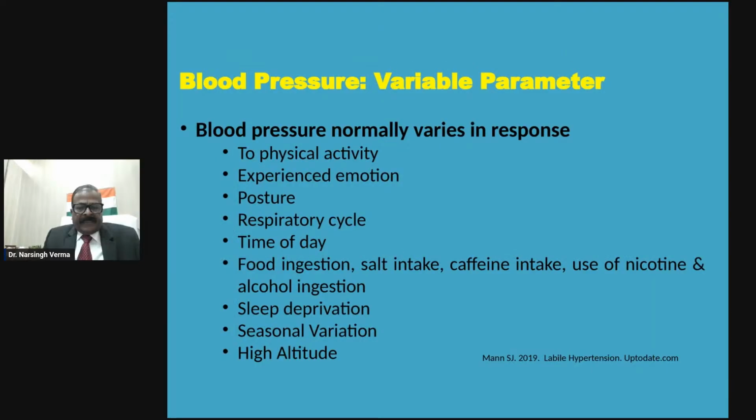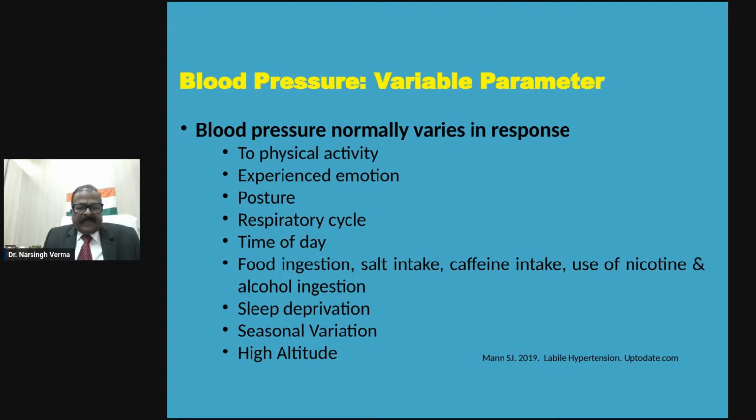Blood pressure variability, what are the parameters? Blood pressure normally varies in response to physical activity, which we have in daytime, experiencing emotions, posture, and the respiratory cycle. With each respiratory cycle, during inspiration and expiration, our blood pressure keeps on varying. During the time of day, it keeps on varying, which I showed you in the last slide. Food, salt intake, caffeine intake, use of nicotine and alcohol, these all change our blood pressure pattern.